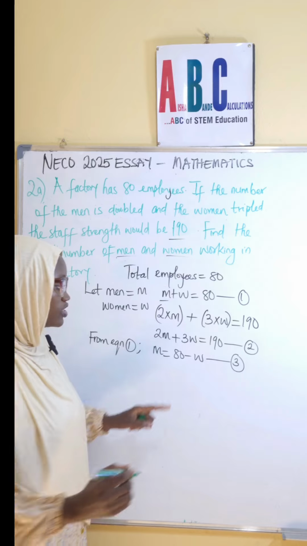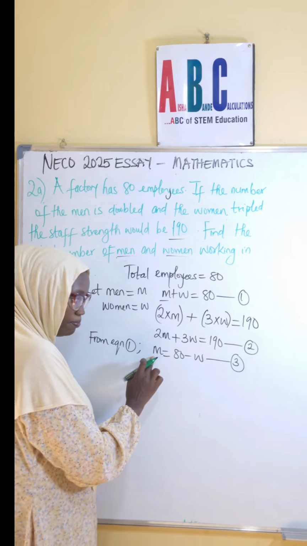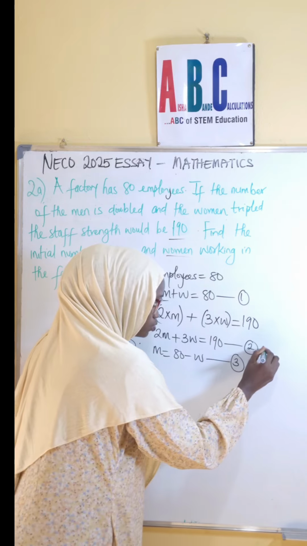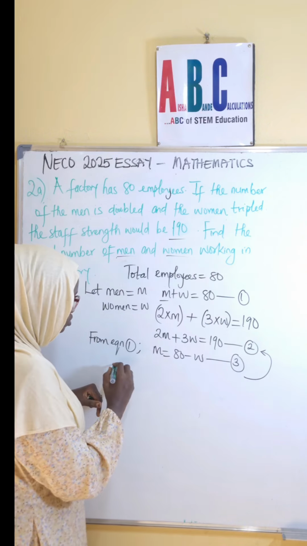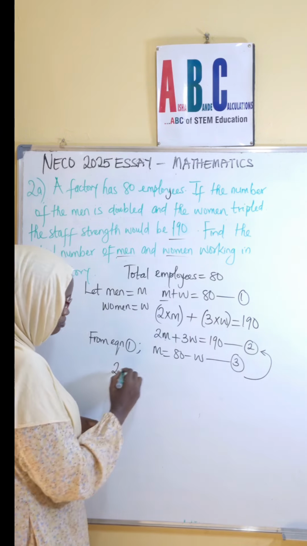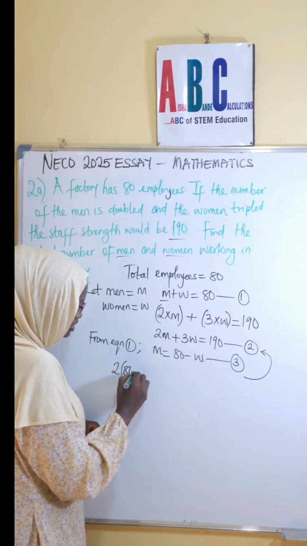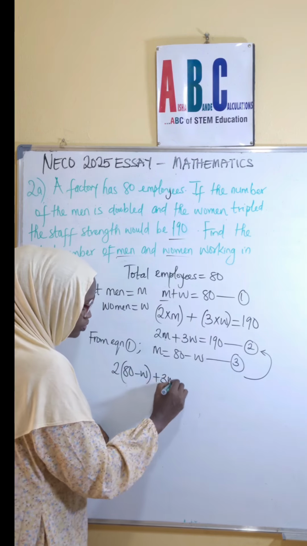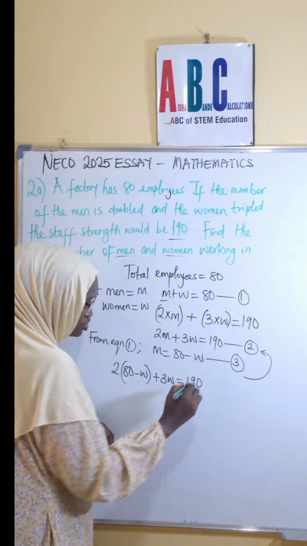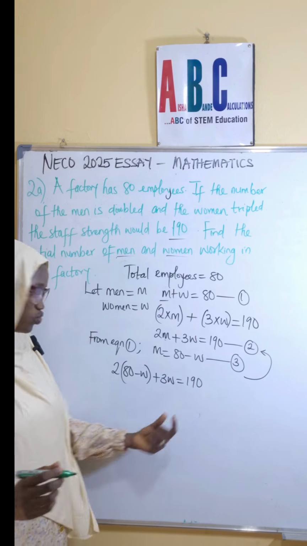Okay, so what we'll do at this point is substitute the value for M into equation 2. So this becomes 2M. Instead of the M, we represent it with 80 minus W, right? Then plus 3W is equal to 190. So we simplify here and get the value for the women.